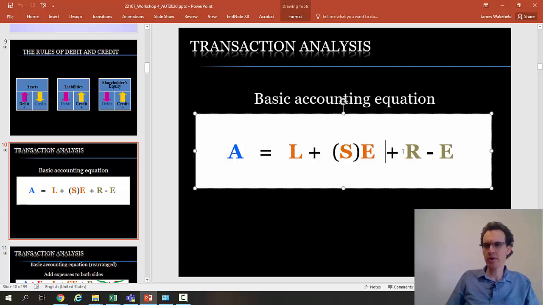I'm just providing extra details as to what is included in the equation. Okay, so we know that revenues increase the value of the business for owners, so therefore we add revenues to this side, and expenses decrease it because resources are flowing out, so we deduct it from this side, the right-hand side of the equation.